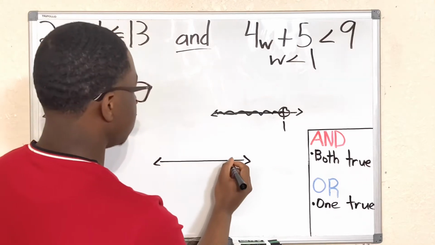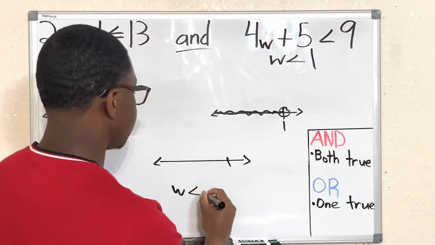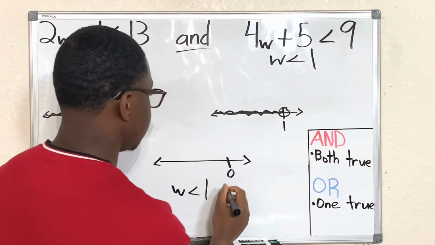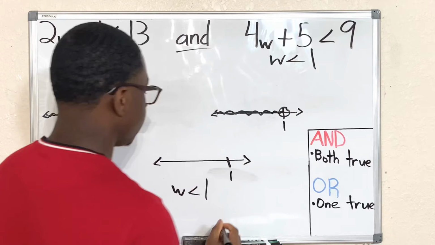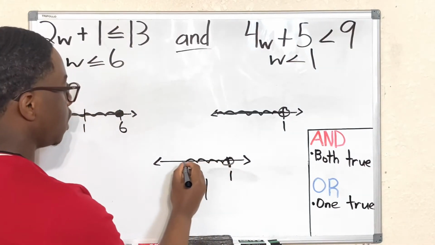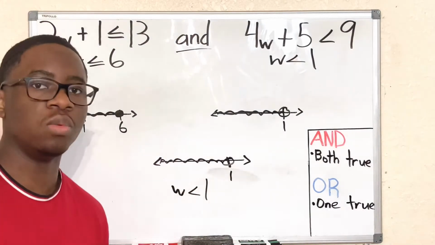So our answer is going to be right here. w is less than 1, because it has to satisfy both inequalities at all times. Oh, sorry, this is supposed to be a 1. All right, so basically everything to the left of 1 is going to be our answer choice. So therefore, this is what our answer would look like.